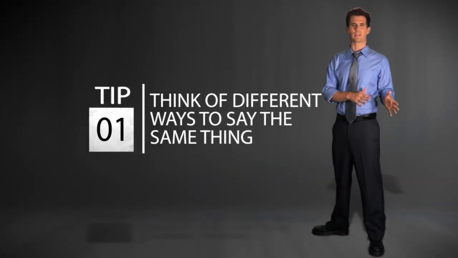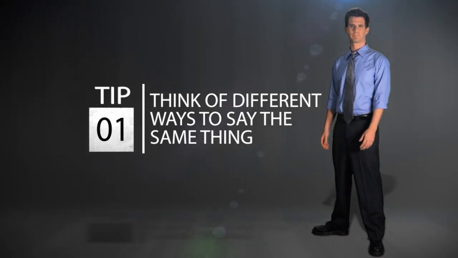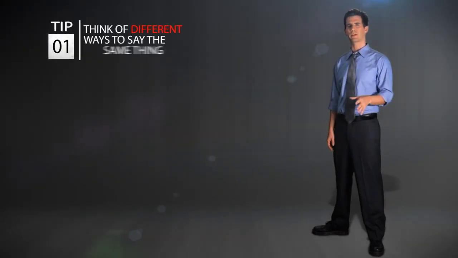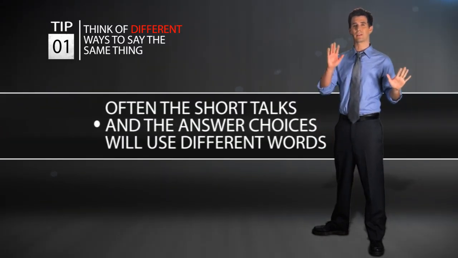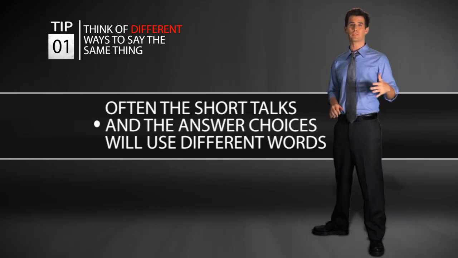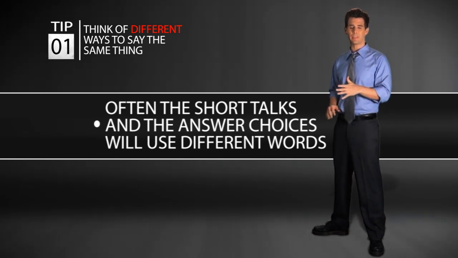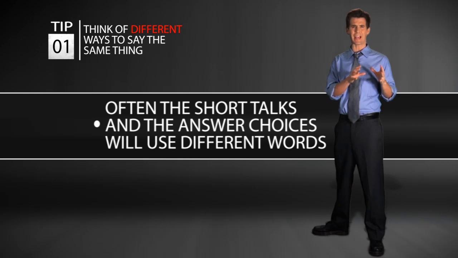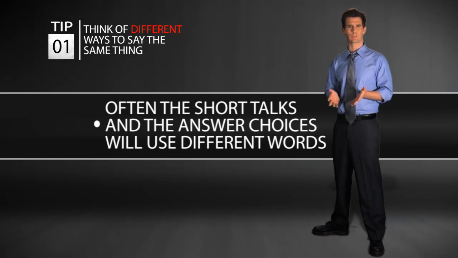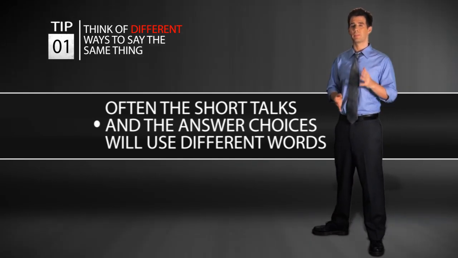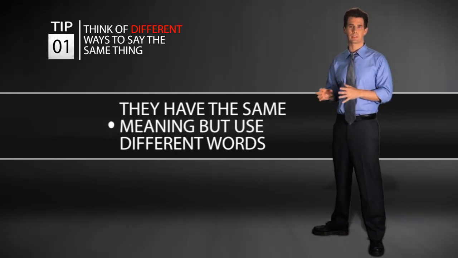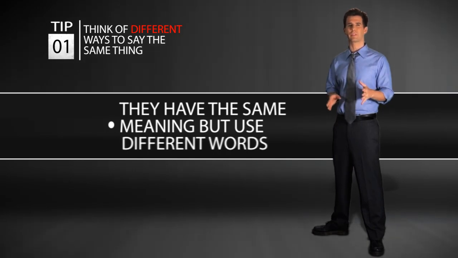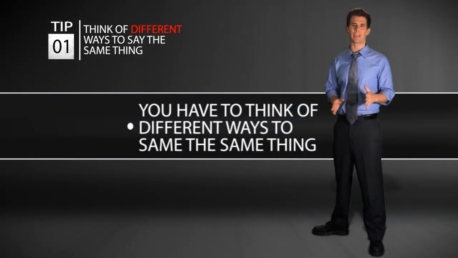Be ready for different ways to say the same thing. Often, the TOEIC test will not use the same words for answer choices and the recordings. Many students will listen to the recording and then they will search for the exact words among the answer choices, and they will not find them. This is because the wording is different, but the meaning is the same. We have to think about different ways to say what we hear on the recordings.